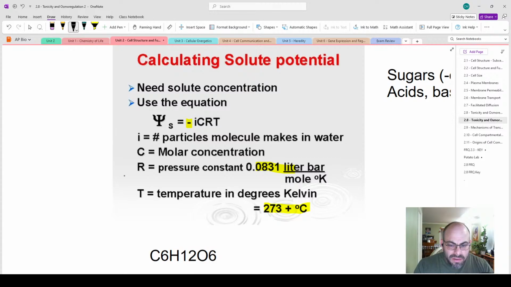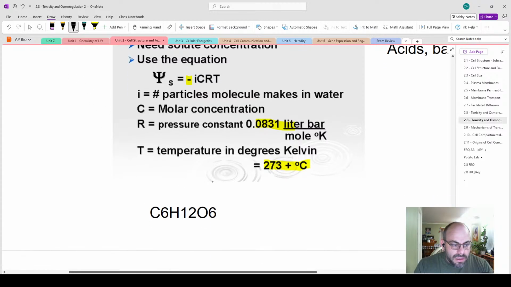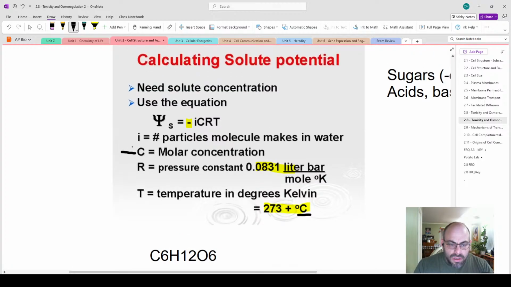All these things will be given except for temperature. Temperature, it'll probably give it to you in Celsius, right? And so you're going to add 273 to it. Molar concentration will always be given. You're not going to have to solve for that. R is always 0.831. Another thing that's given. Literally all of this is on the formula sheet. Every single bit of it is.